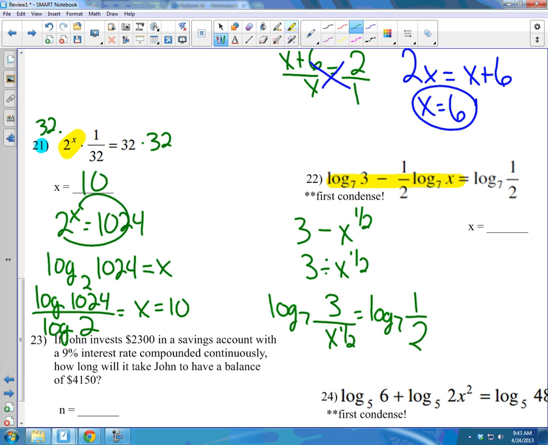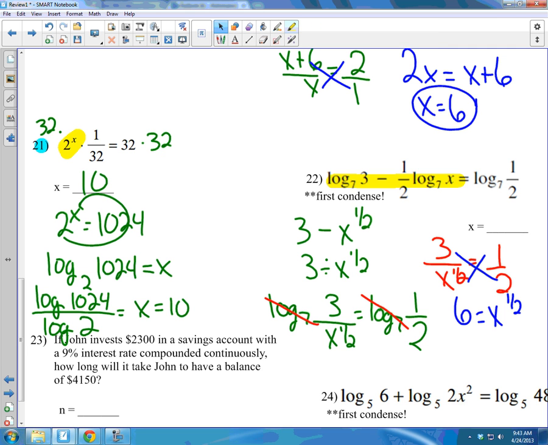And now that it's 1 log on one side, 1 log on the other, they're both the base of 7, I can ignore the logs and just focus on what's left. And again, I have a fraction. Easiest way to solve it is to do cross products. So 3 times 2 is 6. x to the 1/2 times 1 is x to the 1/2. And now to get x by itself, I'm going to square the right side, which means I'm going to square the 6 as well. So when I'm done, my answer is 36.